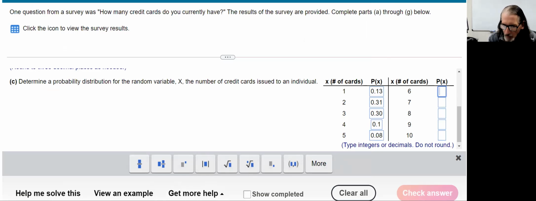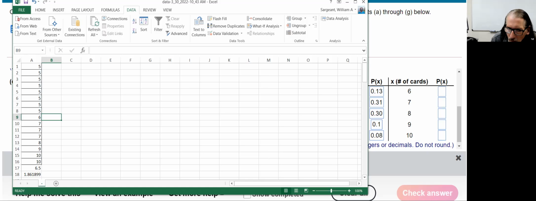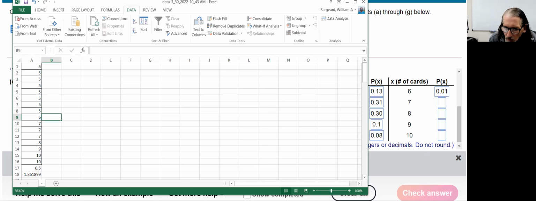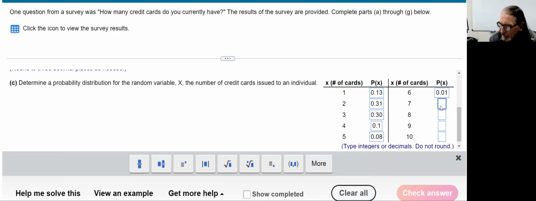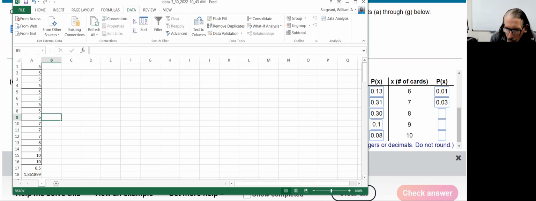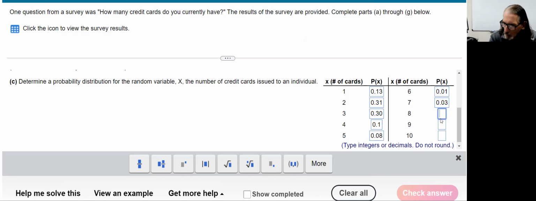And then how many 6s? Only 1 of them, so 1 out of 100, 0.01. 7 of them. We've got 3 that answered that way. 3 out of 100, 0.03. 8 of them. There's only 1 of those. Only 1 of them that said 9. 2 of them that said 10. So 0.01, 0.01, and 0.02.